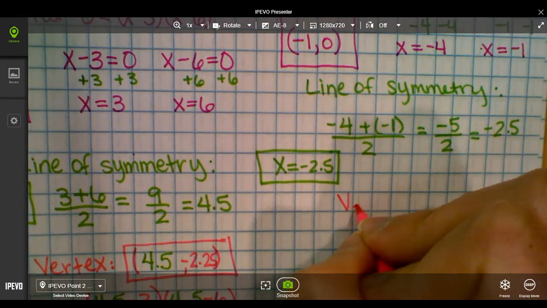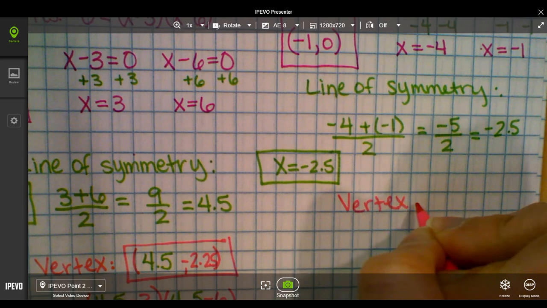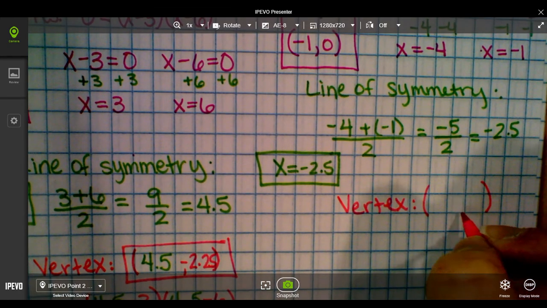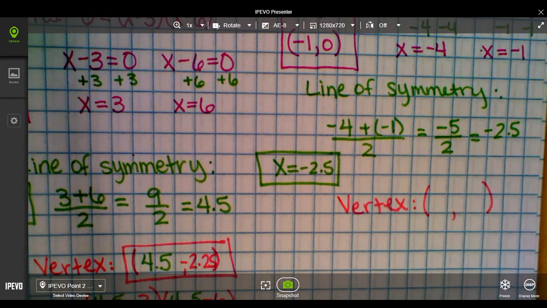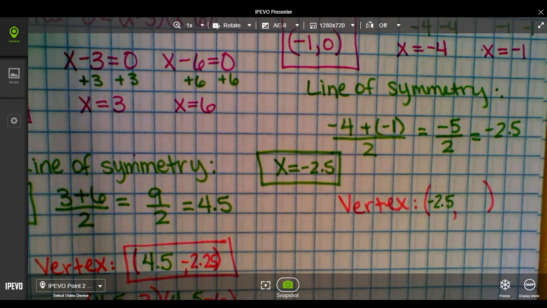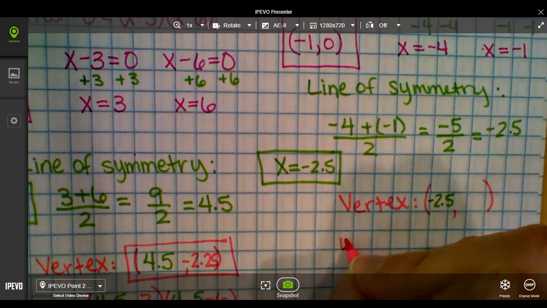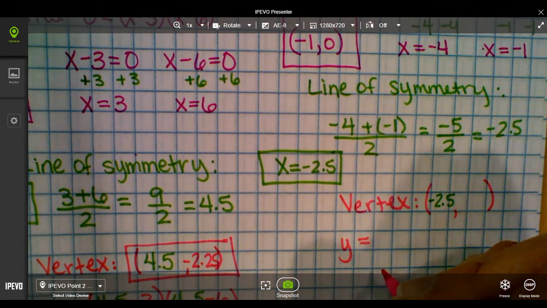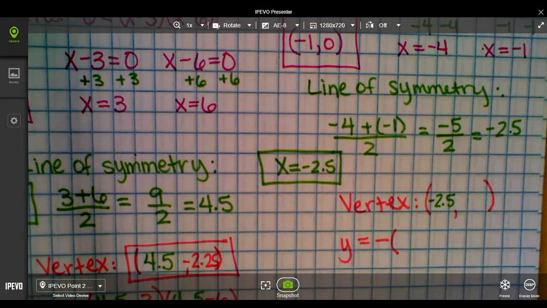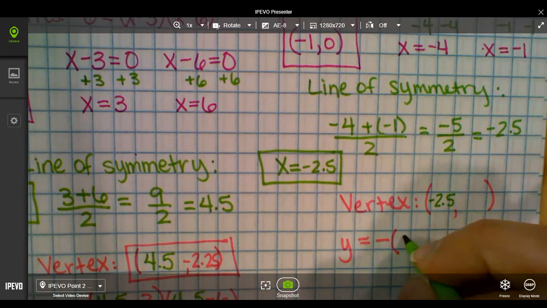Okay, so my vertex, I know that my x value of my vertex is always on my line of symmetry. So over here, my x value of my vertex is going to be negative 2.5. I have to figure out where the y value is going to be. So remember, you are solving for y over here, and you're only plugging in that negative 2.5 in for x. So our original problem had a negative out in front. So don't forget to put that negative out in there again.